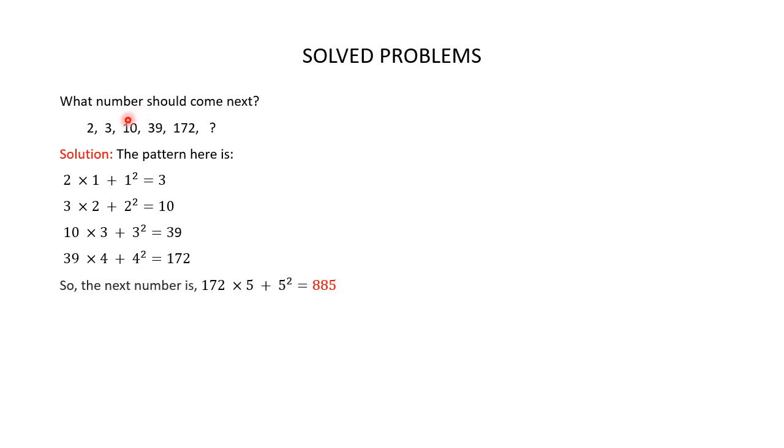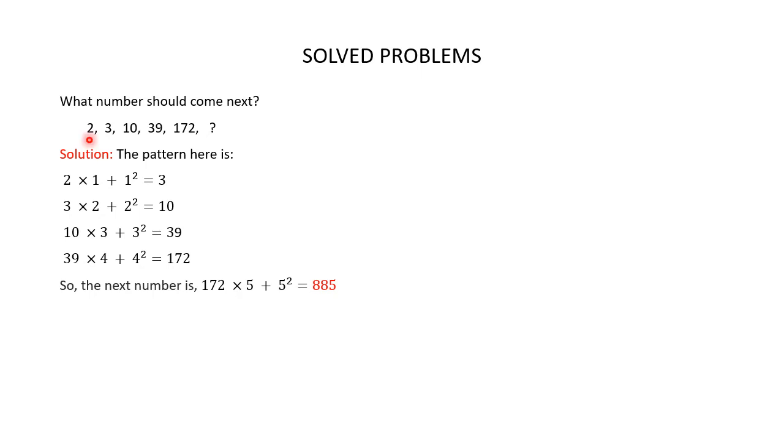What number should come next in this number series? 2, 3, 10, 39, 172 and question mark. You have to find out what number comes after 172. When you observe these numbers, you'll notice that there is a drastic increase in the numbers. From 2 it has gone to 172. So this is a multiplication series. But this is not a simple multiplication series. There's something else, some other operation also involved.